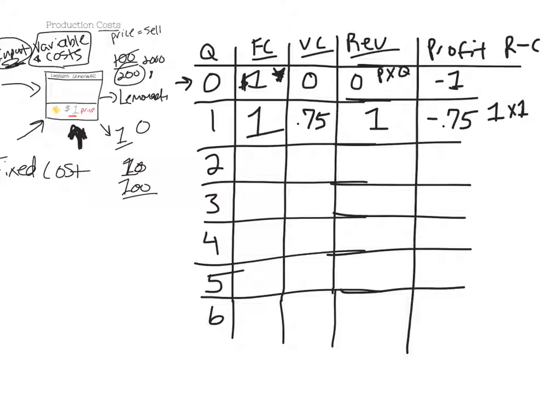Right? So I have my lemonade stand, I make 1 cup, I sell my 1 cup, but with the fixed cost and the variable cost, I'm still not profitable. I'm down 75 cents. All right, now let's look at 2 cups.